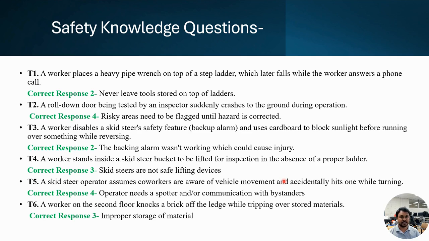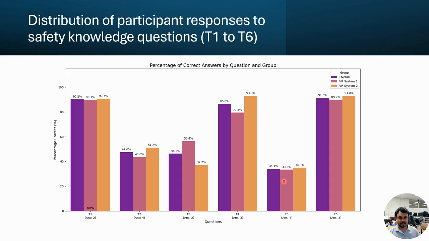That it's inappropriate to store anything or tools on the ladder like that. So let's see the result. Here you can see that for T1, T4 and T6, T1 is tool left on the ladder. T4 is improper use of skid steer bucket, and T6, that's brick fall from the upper floor.